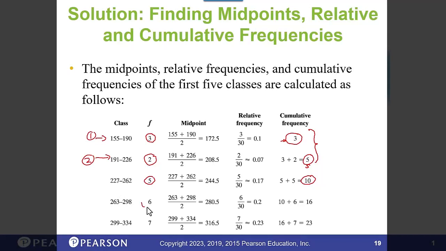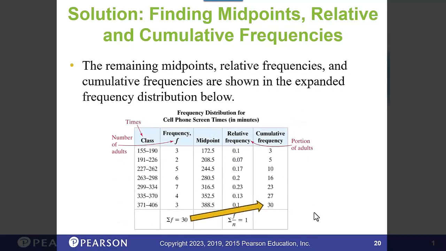The next class has 6 items, so you add it to the last number you got, and there's your 16, the cumulative frequency. That means all the items from the beginning of the table up to and including that class are this cumulative frequency. And the next class has 7, so we add the 7 to the 16, and there's our cumulative frequency for that class. And there's a good summary for you.